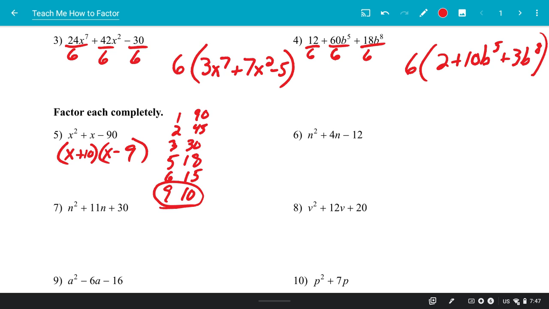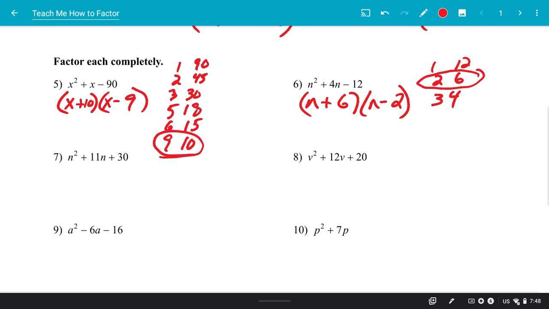Number 6. Is there a GCF? No. Is there a leading coefficient? No. So split in signs. Put a variable in each. Signs are, again, opposite. Factors of 12. 1 and 12. 2 and 6. 3 and 4. Which of those come together to get me a 4 with the opposite signs? 2 and 6. The larger number gets a sign from the middle.